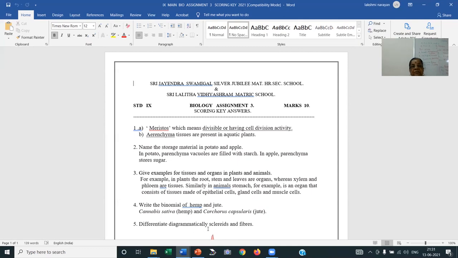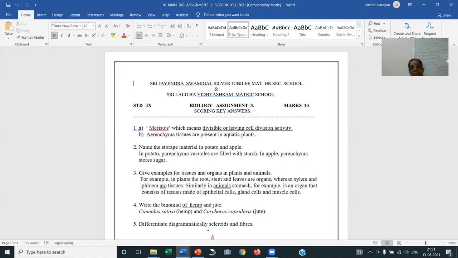Okay. Then name the storage material in potato and apple. In potato, parenchyma vacuoles are filled with starch. In apple, parenchyma stores sugar. I repeat, in potato, parenchyma vacuoles are filled with starch, and in apple, parenchyma stores sugar.